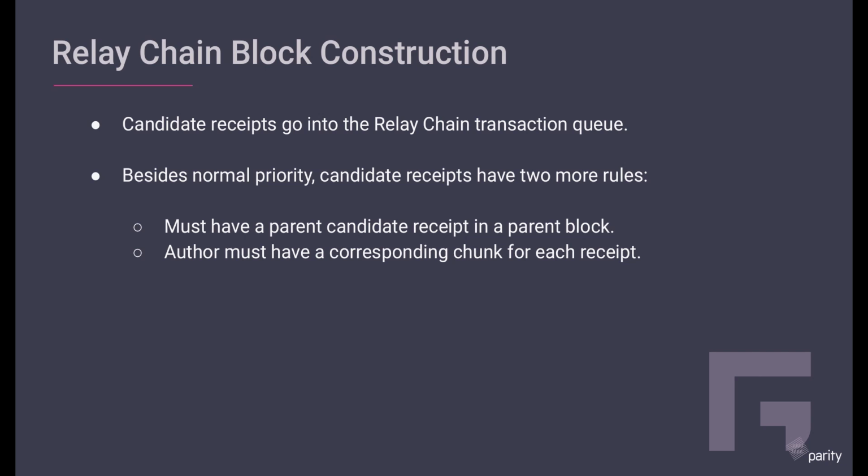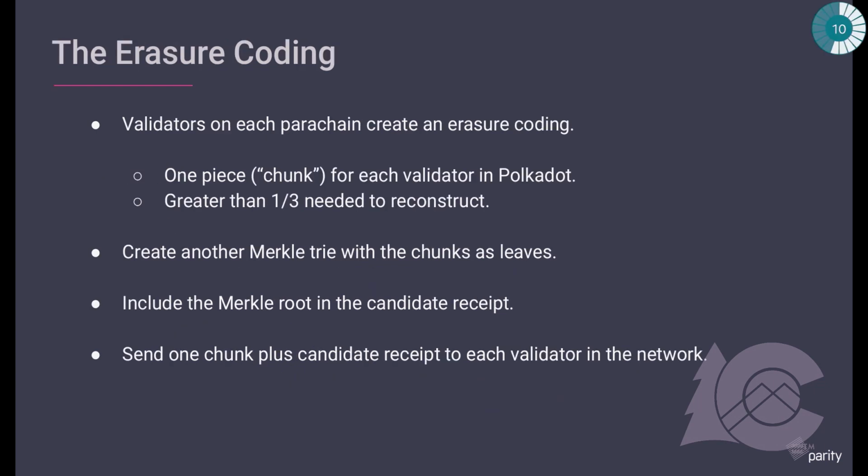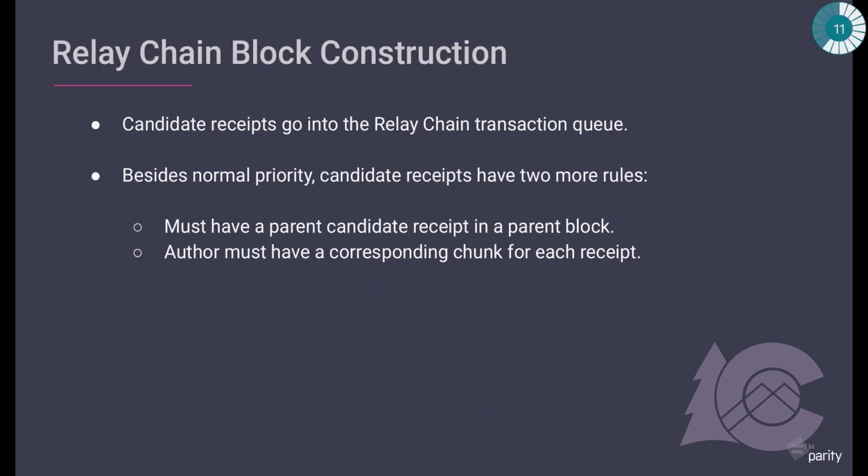And so when they start thinking about, okay, I'm going to put together a block for the relay chain, how do they decide which candidate receipts to put in that block? So first, every candidate receipt that they're going to put in a new block has to have a parent candidate receipt in a previous relay chain block, which of course you can go look up, because you have the state root of the parachain before executing the block. And the author has to have a corresponding chunk for that receipt.